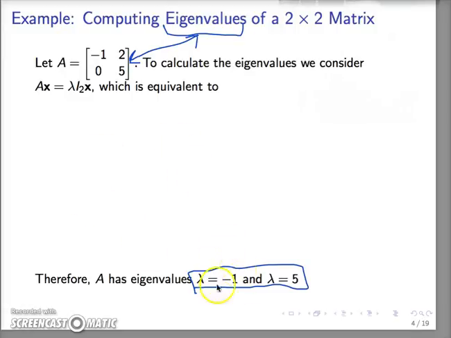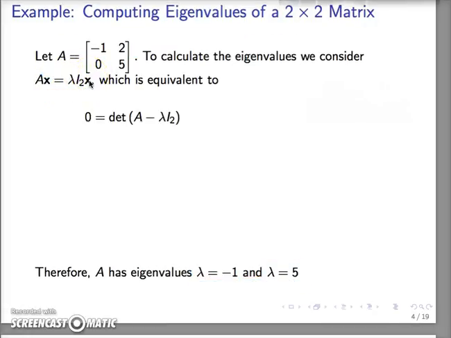Determining that these are the eigenvalues comes from the definition of eigenvalues and eigenvectors, which is this vector equation: the matrix multiplied by a non-trivial vector x equals lambda times the identity times x. This is the 2 by 2 identity. So I sub 2 is the 2 by 2 matrix that contains 1, 0 in the first column and 0, 1 in the second column. That's the 2 by 2 identity.